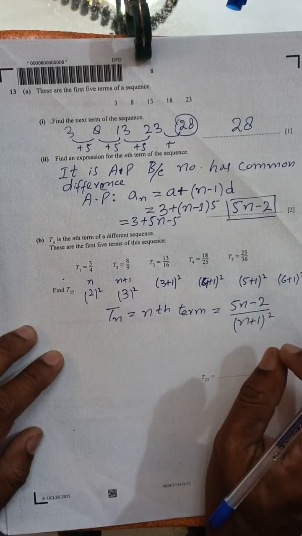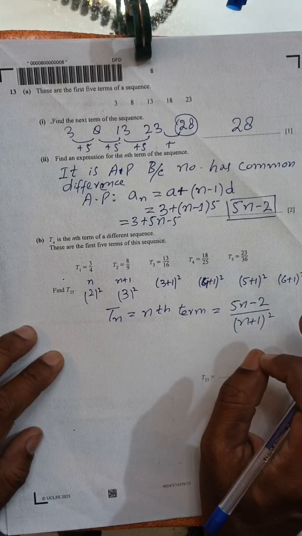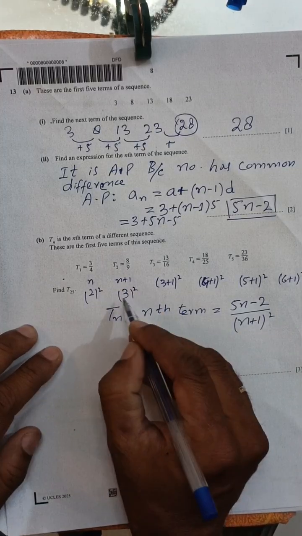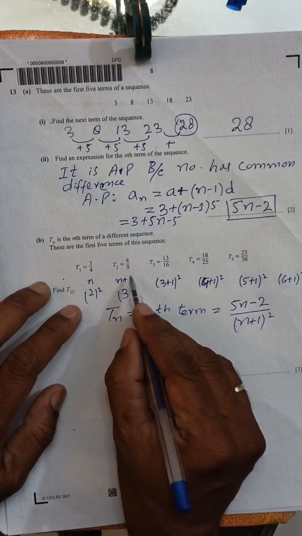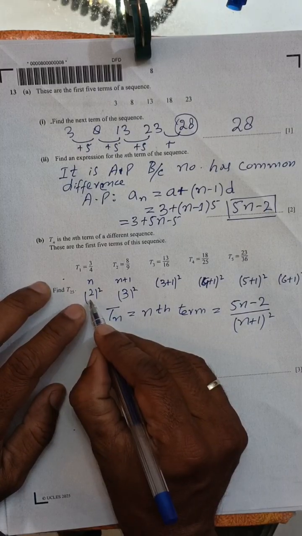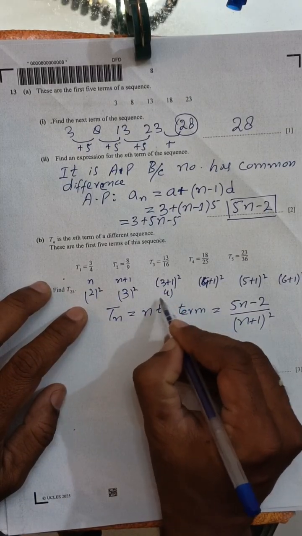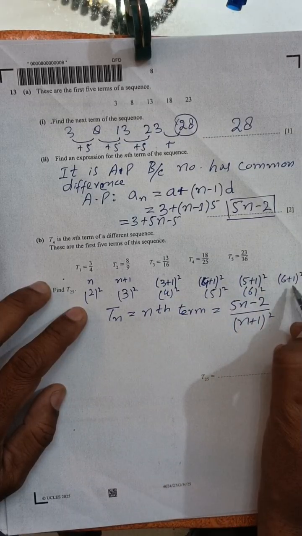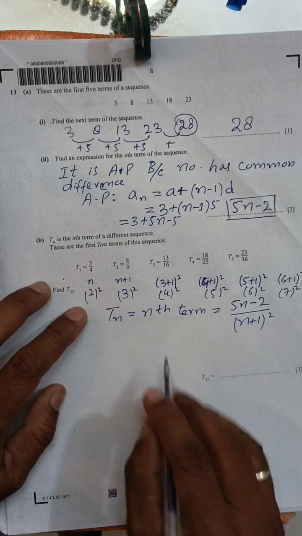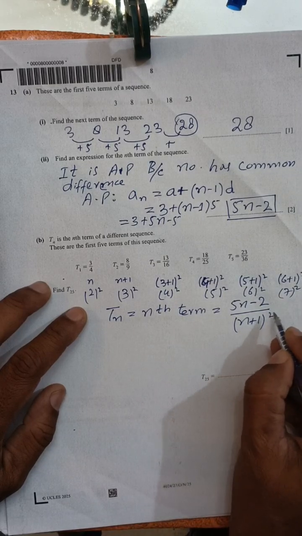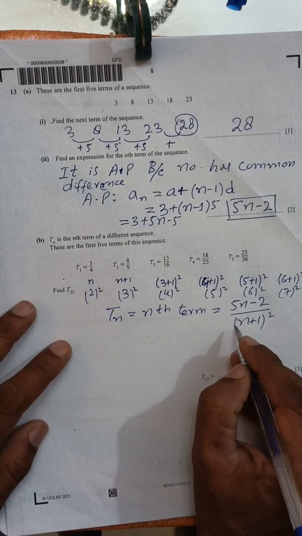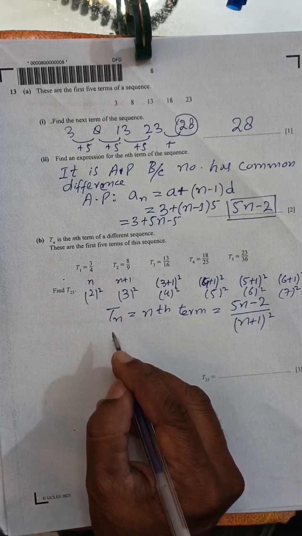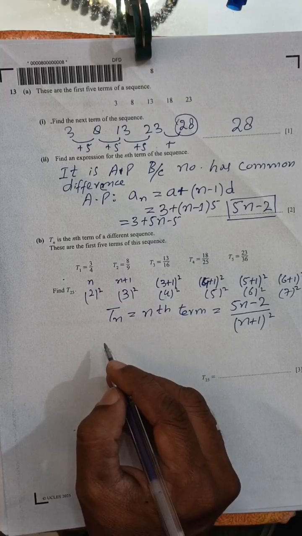Clear? So you will have, if n is 2, 3 square, 2 square, now the 4 square. What about the 5 square? What about the 6 square? And this is 7th square. So what you will have? N plus 1 square, 5n minus 2. You need to find out the T25. Okay, so T25 you need to find out.